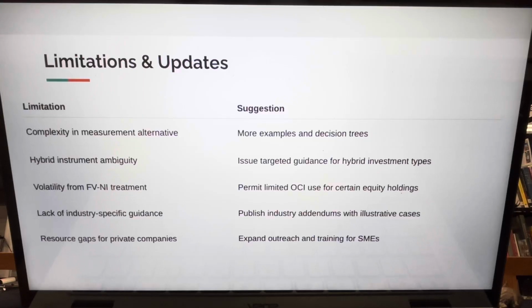The second limitation is instruments that combine debt, equity, and derivative features are still hard to classify cleanly under the current codification. The suggestion we had here was to issue targeted guidance for hybrid investment types.